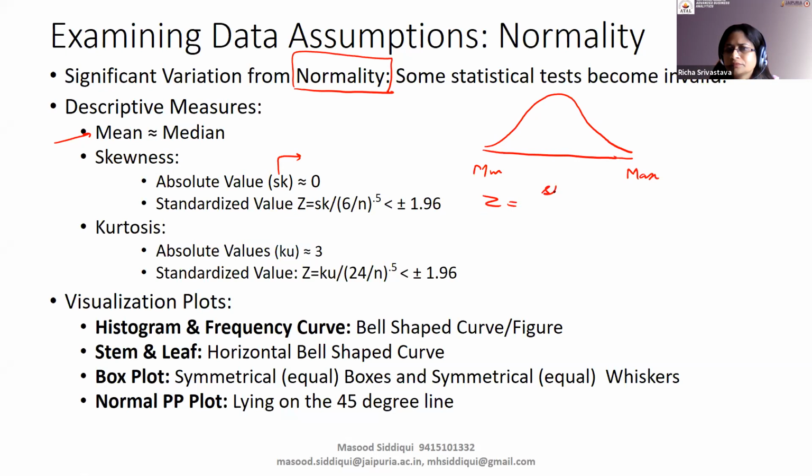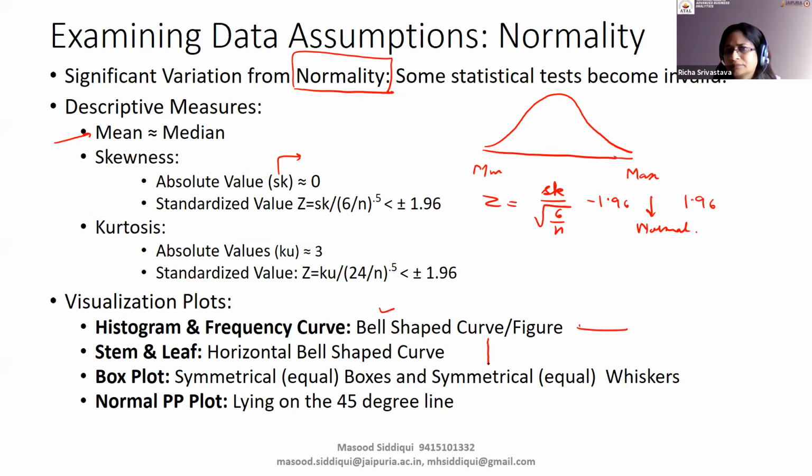In the same manner, standardized values can be used. It is simply the skewness coefficient divided by the square root of 6 upon n, where n is the number of observations. If these values lie between minus 1.96 and plus 1.96, then we can say that data can be treated as normal. In the same manner, kurtosis can also be used. These measures are available in the output. And there are different visualization plots, like the frequency curve or the histogram. Histogram also shows the bell-shaped curve.